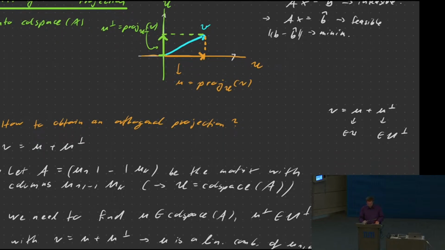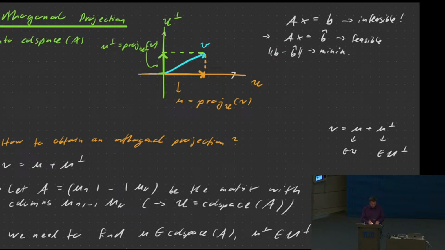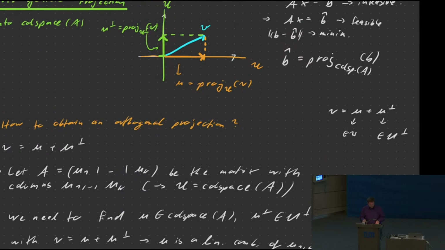Right? And technically what happens here is we project B onto the column space of this matrix A. So this B hat is the projection of B onto the column space of A. And of course, if something is in the column space of A, that means it is a linear combination of the columns. So there is an X such that AX equals B hat. Remember, this expression basically means we compute a linear combination of the columns of A. So that's why we want this projection.